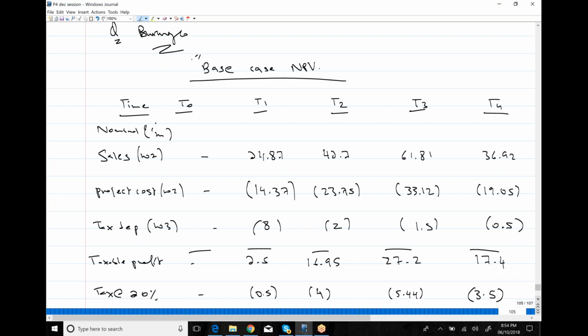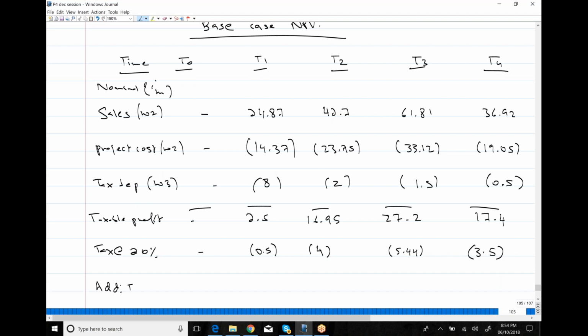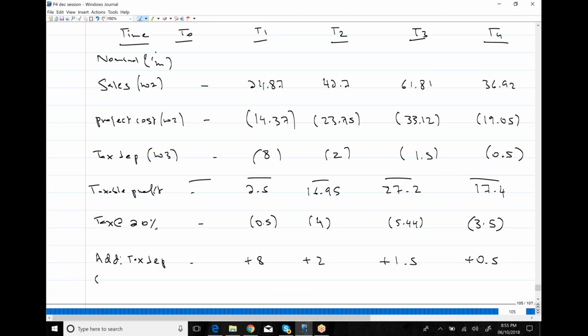Now after computing the tax, I will add back the depreciation. Then you will minus your investments, capex. So for this project, you need a total of 38 million, right? Okay, you need a total of 38 million. So that will be shown in T0 as an outflow.